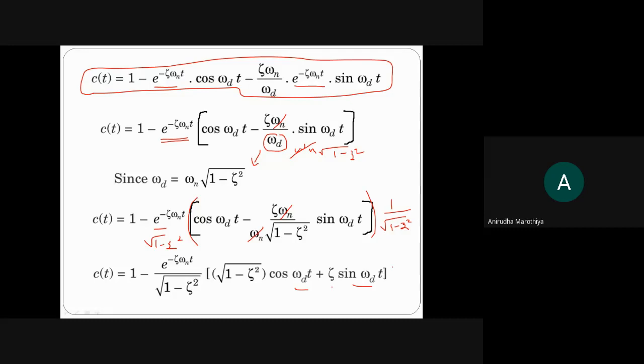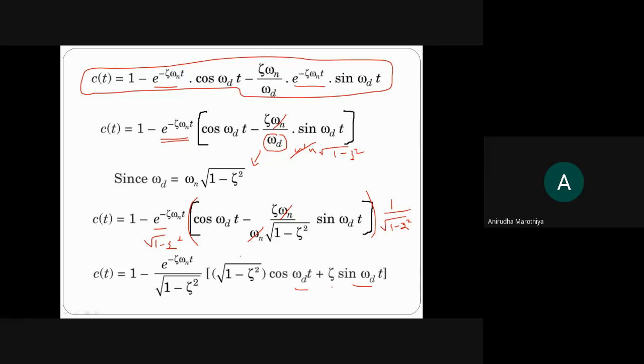C of s is known, and from C of s I have to find C of t, for which I need to know the Laplace inverse. Ultimately you need to apply the Laplace inverse by knowing the standard acceptable formulas. So that is the reason we need to convert that denominator polynomial into standard form by arranging the terms, and finally we will get this as an output.